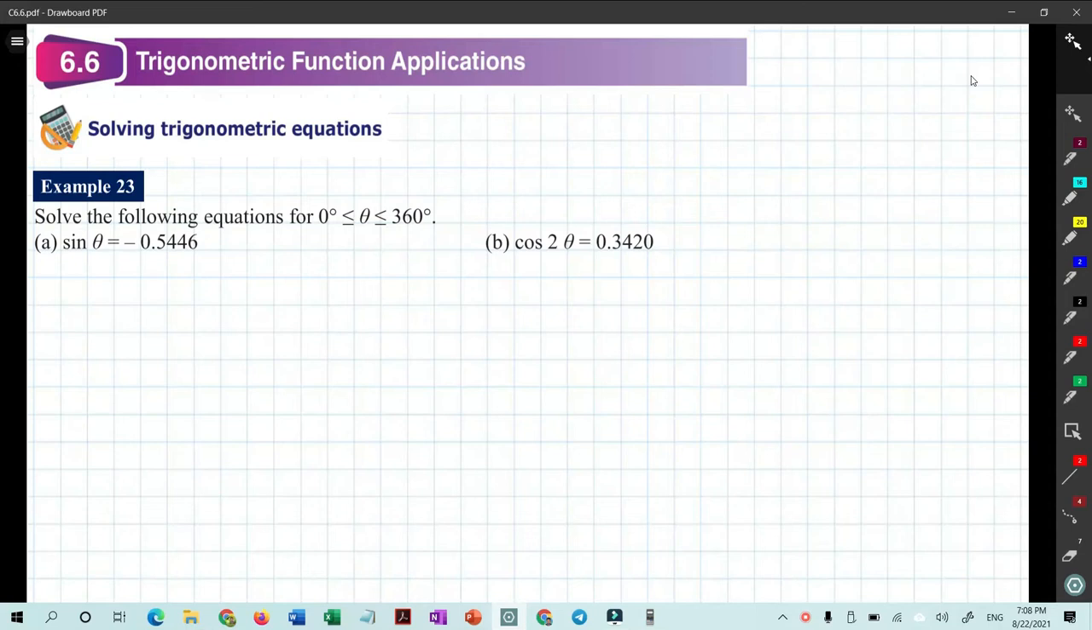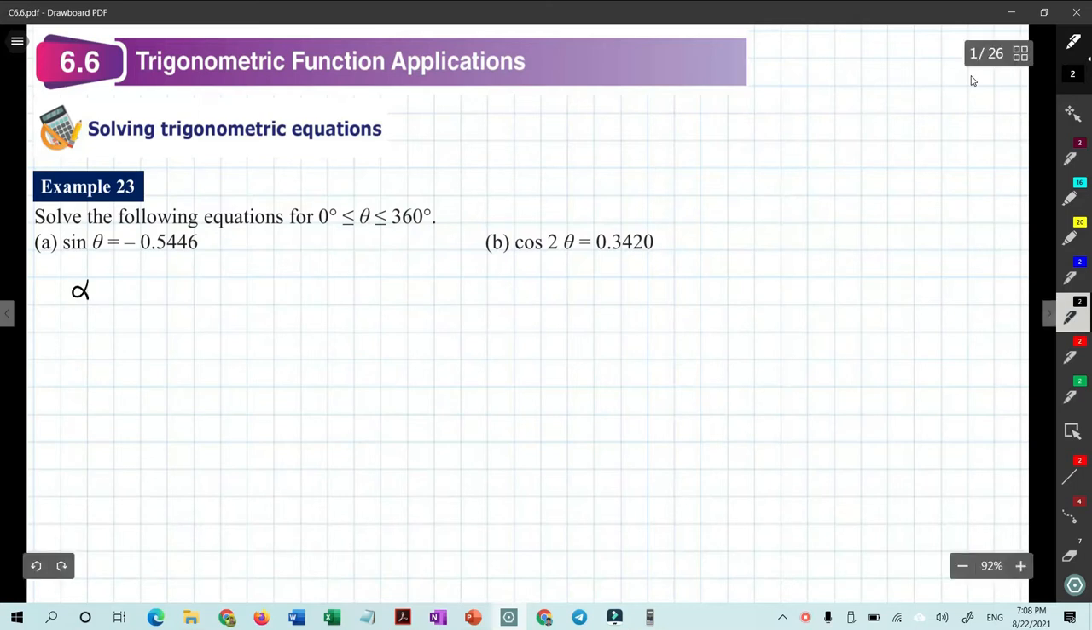Okay, let's see how to solve trigonometric equations. Example 23. Solve the following equations for angle theta between 0 to 360 degrees. Question A, sine theta equals negative 0.5446. So in this case, the first thing is we have to find the reference angle alpha.